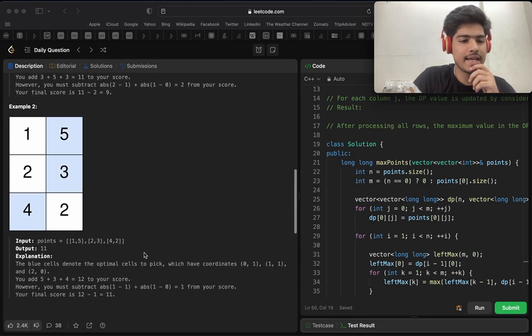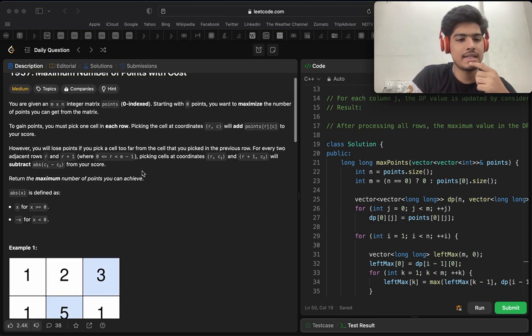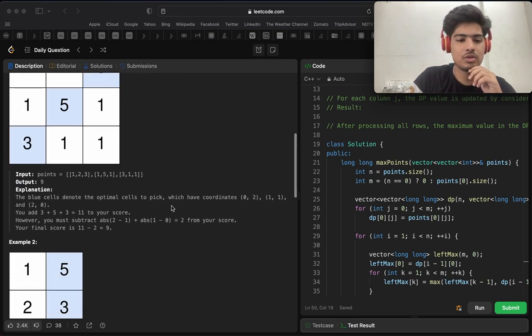So now let's take this example also. I can only take a single element from the row. After taking a single element from each row, my answer will be 5 plus 3 plus 4. 5 plus 4 is 9, 9 plus 3 is 12. So 12. Now I have to subtract the different columns because this is the condition. If I am taking elements from different rows, I have to subtract the columns also.